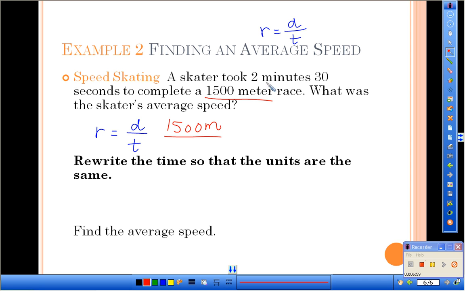The time is 2 minutes and 30 seconds, but we have a problem here. We have minutes and seconds. So what we need to do is rewrite the time so that the units are the same. 2 minutes, we know that there are 60 seconds in 1 minute, so we can do 60 times 2, which gives us 120 seconds. And then we'll add those other 30 seconds for a total of 150 seconds. Always make sure your time is in the same unit.